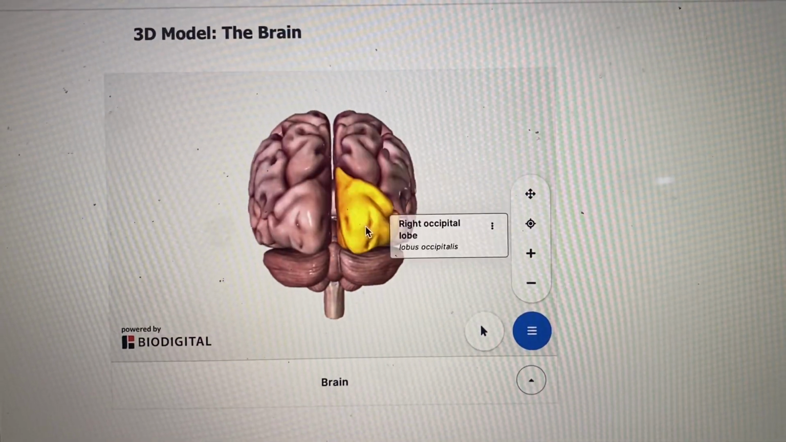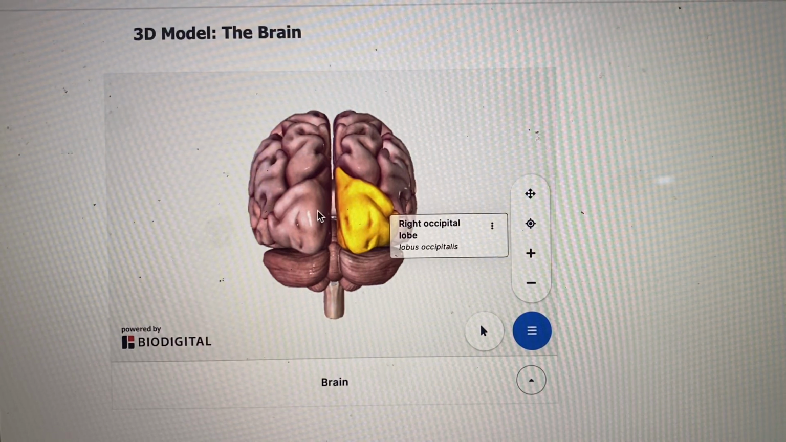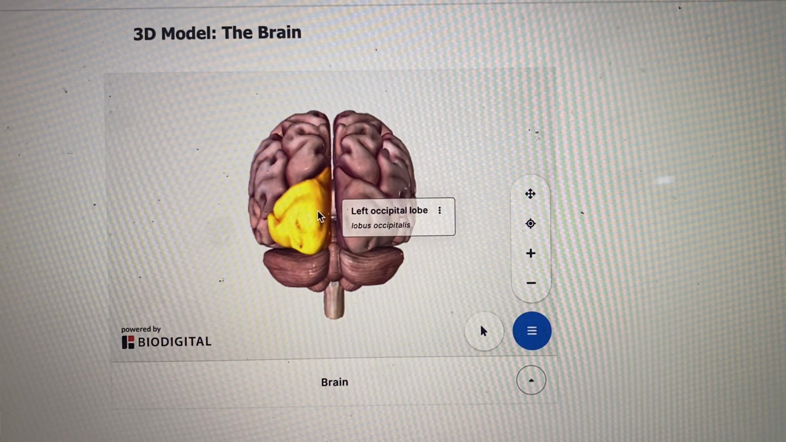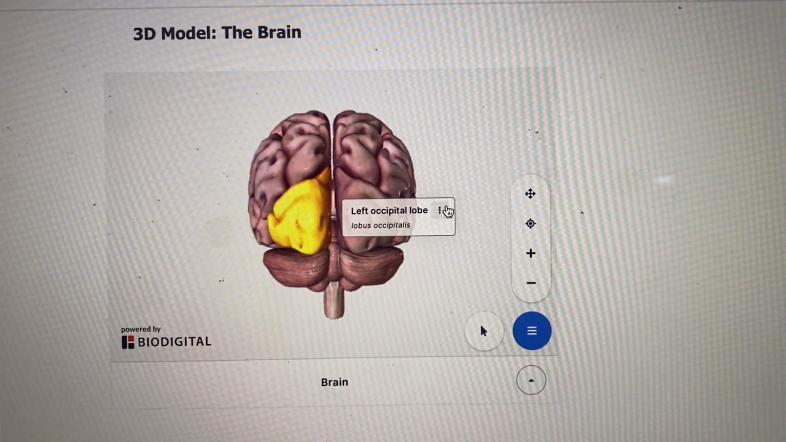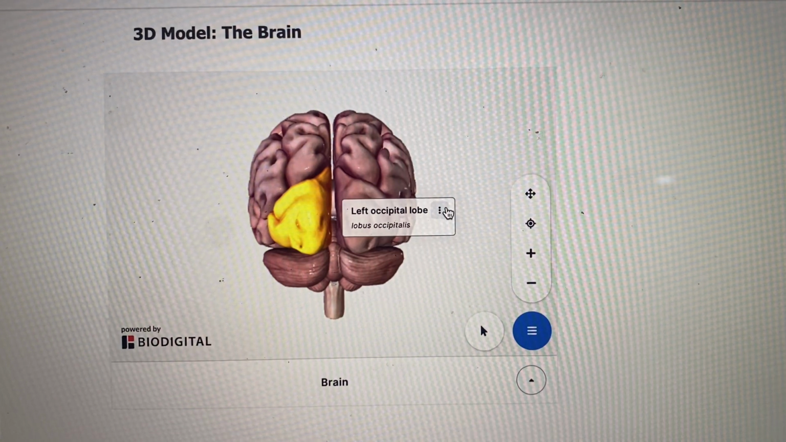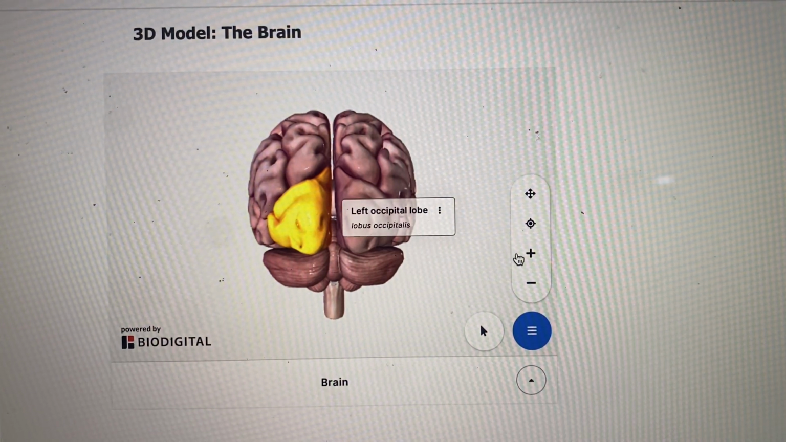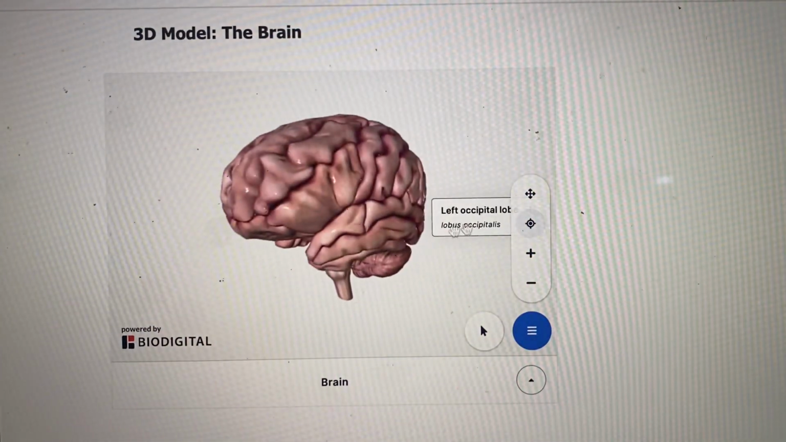Up next is the occipital lobe. We have a right and a left occipital lobe. These are considered the smallest in the brain. Damage to the occipital lobes can cause difficulty locating objects and identifying colors, since it is responsible for our visual perception.